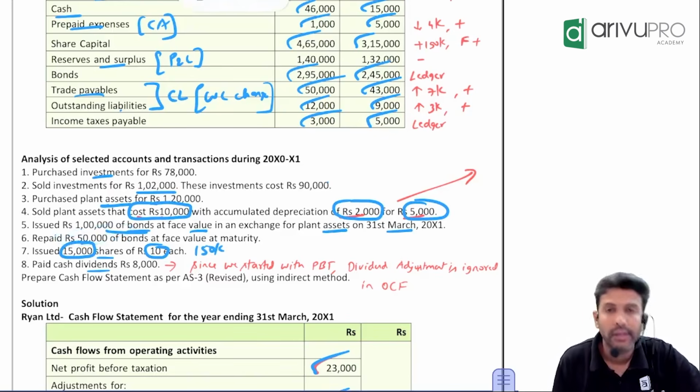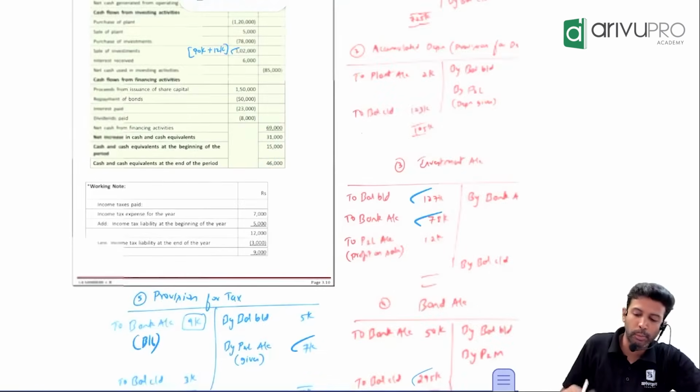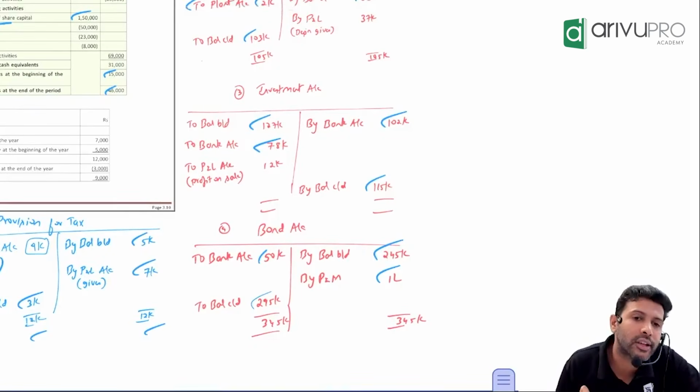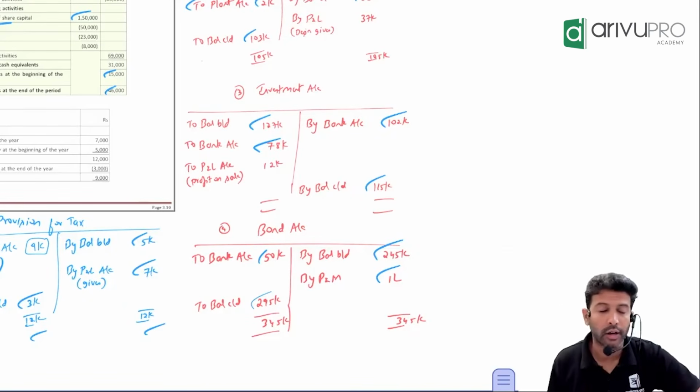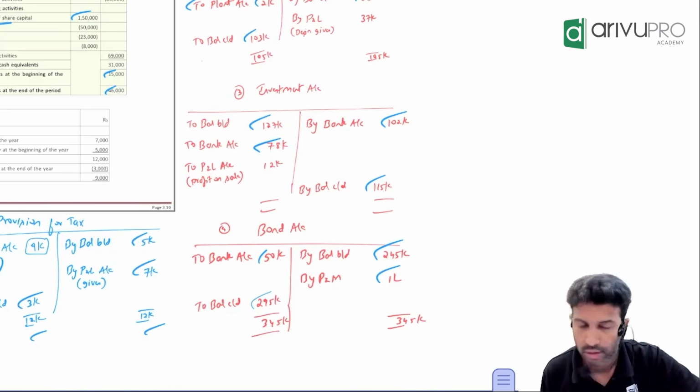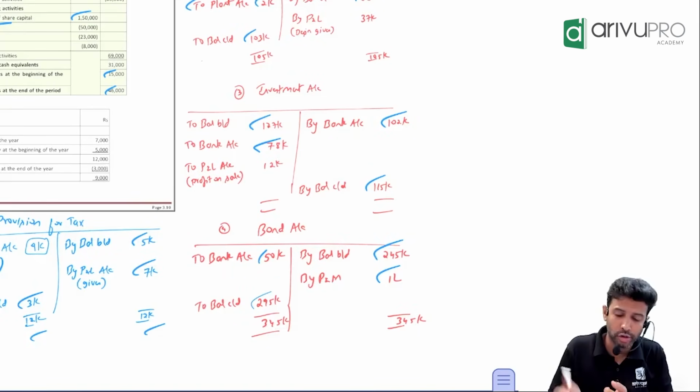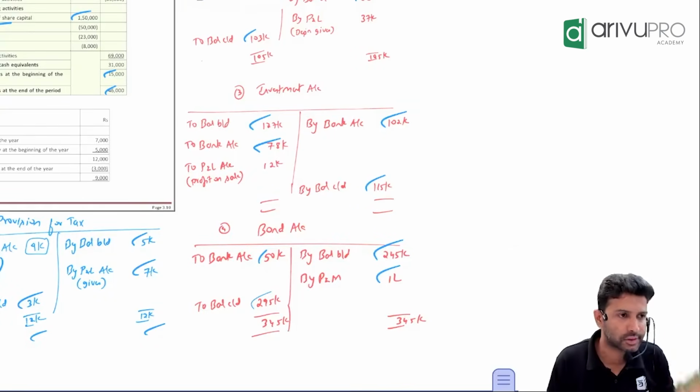How much? 50,000. So in the bond ledger, what will you post it as? Bond account debit to bank account, 50,000. Ashik is saying, sir, it's a decrease in liability, so you put it under working capital changes. No. Some students have that confusion. Sir, should we not show this in working capital changes?